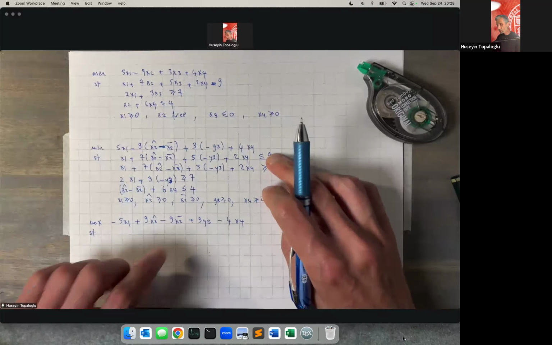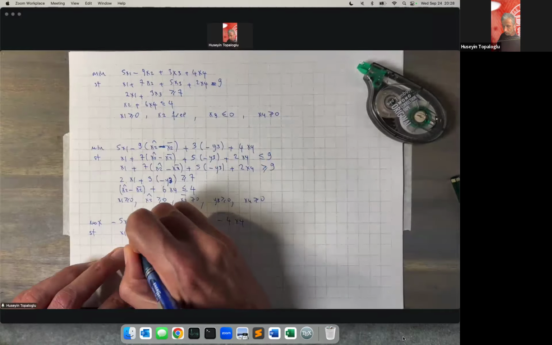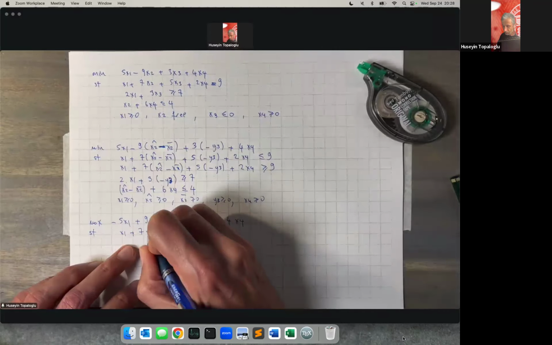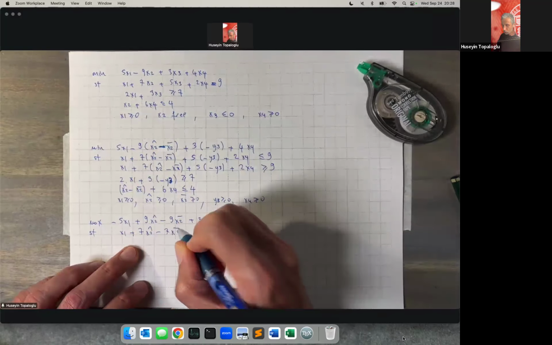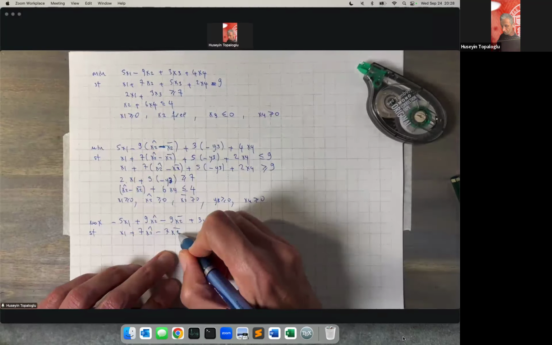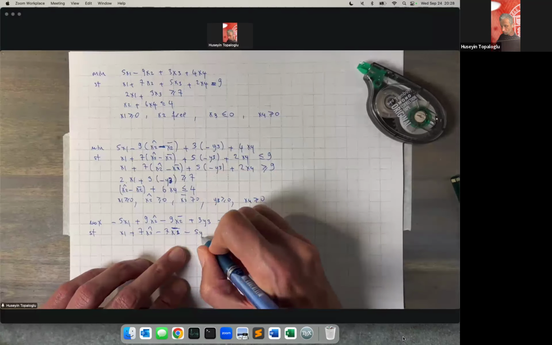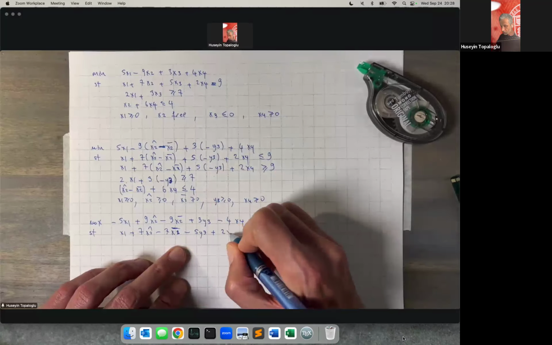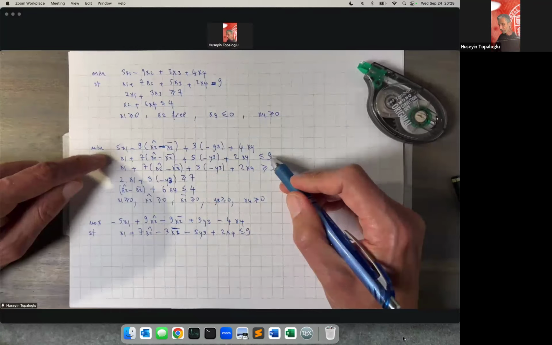Let's write this constraint as it is because it's a less than or equal to constraint. That's the form that I like anyway. x1 plus 7x2 hat minus 7x2 bar minus 5y3 plus 2x4 is less than or equal to 9. So this is a less than or equal to constraint already.